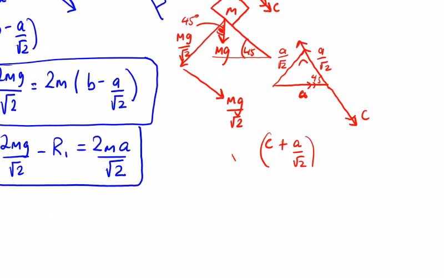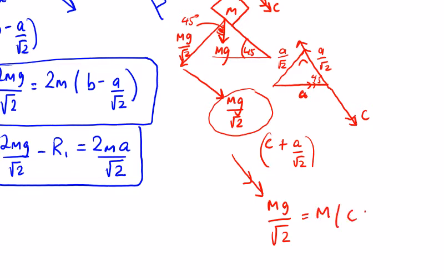So if I resolve the forces in that direction, I can say mg over root 2, this one here, is equal to m times a, which we've just gotten to be c plus a over root 2.